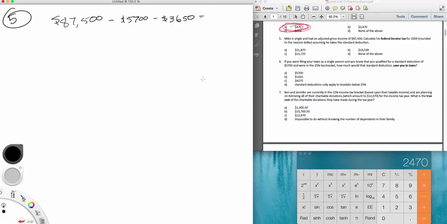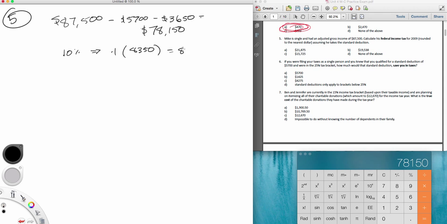All right, so let's go ahead and calculate that. $87,500 minus $5,700 minus $3,650. All right, so his taxable income, $78,150. Now we want to calculate on the question his income tax. So we're going to have to use the brackets. We'll start with the 10%. So 10% times 8,350 for a single person, which is $835.